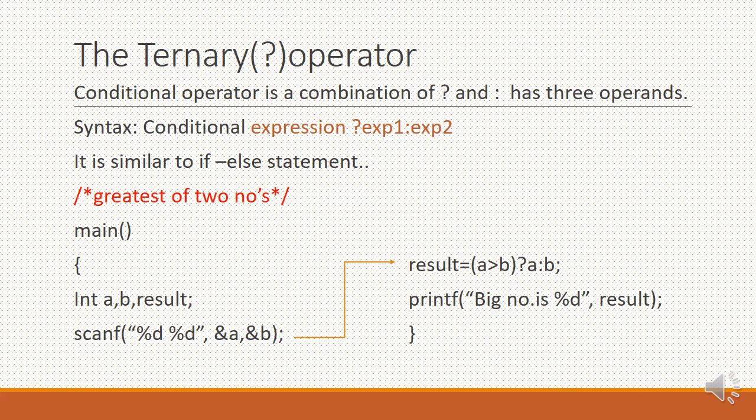Another important point in the operators and the conditionals is that you can use the ternary operator. It is the special operator which is available in C. Usually this is not available in other languages. The ternary operator is this question mark and colon, they are called the ternary operator.